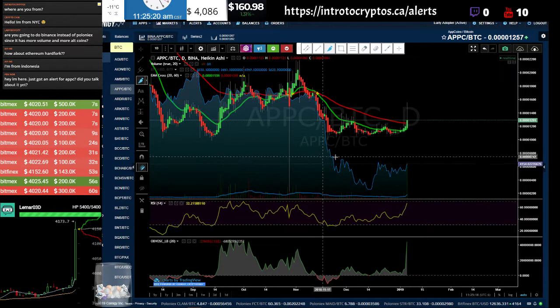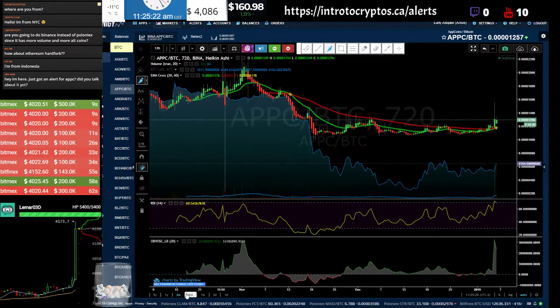Let me clear off all of these things. I'm going to zoom in. There's the 12-hour view. Really great. Nice flat bottom all the way along here from November all the way till now. Made this 1, 2, 3 bottom formation.